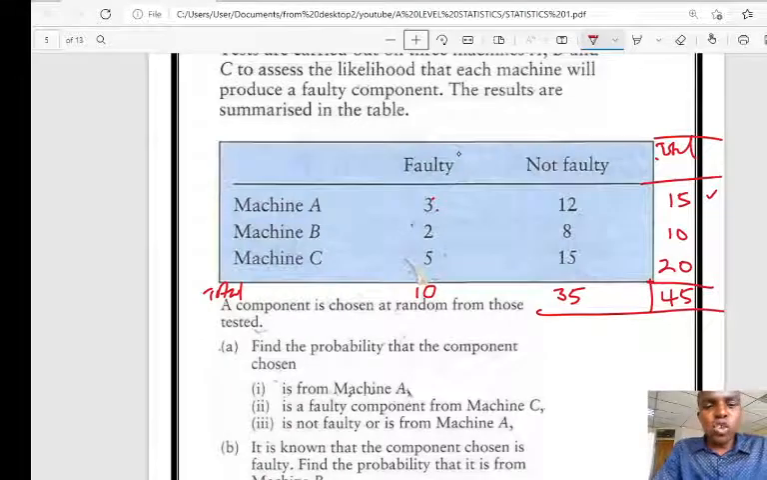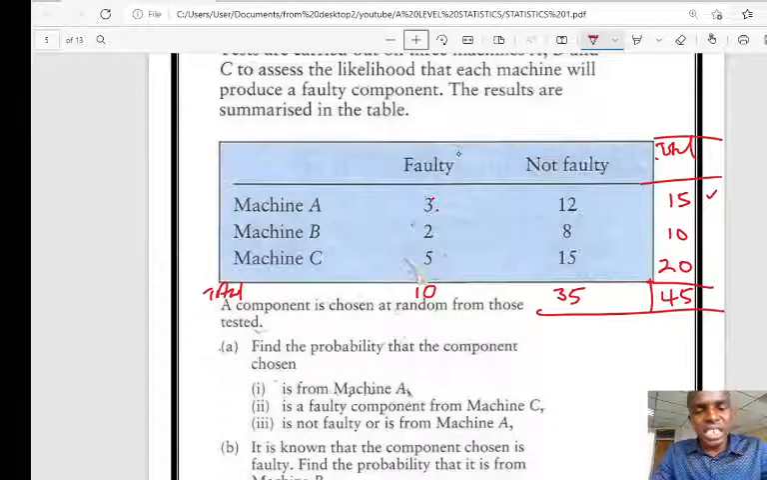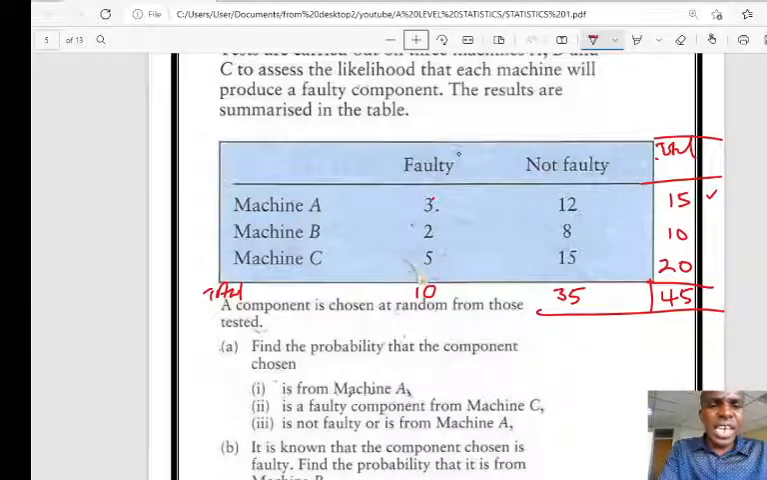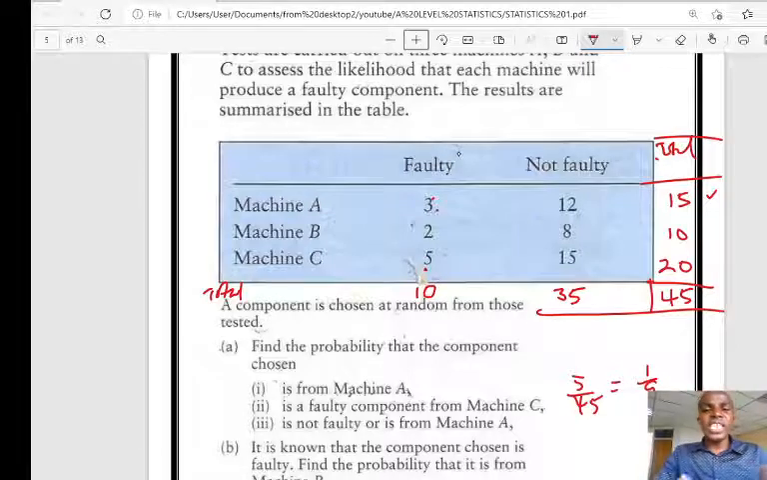Next, question number 2, item 2. Find the probability that the component chosen is a faulty component from machine C. Faulty component from machine C. Where is machine C here? It's here. Faulty component is 5. Right? So there are 5 components in machine C that are faulty. So it's 5 over total number of components altogether. This one will be 5 over total number, which is 45. It will be 1 over 9. Then you can say done.